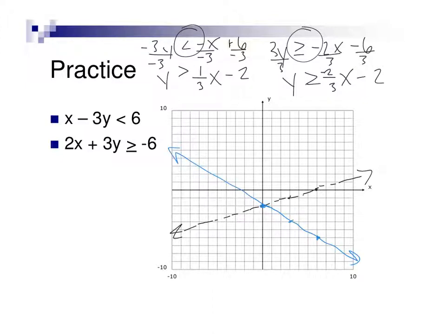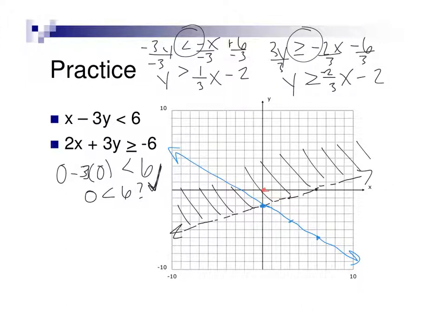Okay, so again, we're going to choose 0, 0 to sub into both of them to see if they work. All right, so I'm going to get 0 minus 3 times 0, that's a 3, just pretend, is less than 6. Okay, so is 0 less than 6? Yes, in fact it is. Okay, so for the black line, I'm going to shade towards 0, 0. Okay, and so I typically only make a little bit of the lines because I don't know exactly where my area is going to be yet.